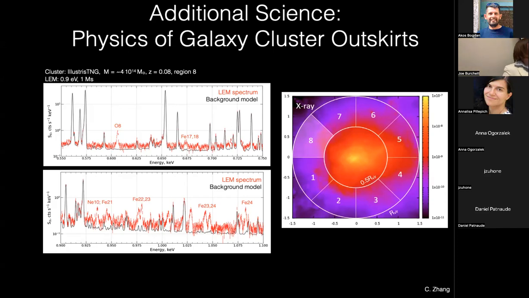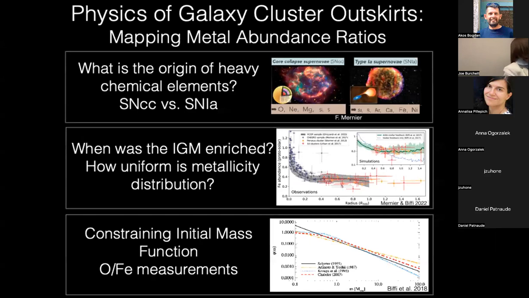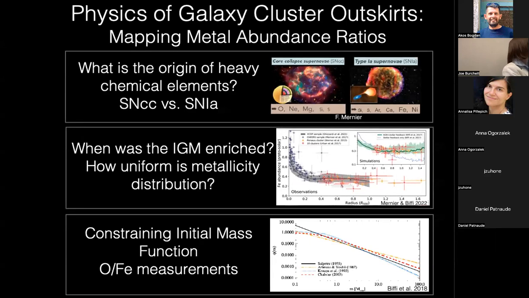The questions we want to address are related to abundances. We want to study what is the origin of heavy elements. We want to understand how the IGM was actually enriched. And we also want to constrain the initial mass function. Particularly, the measured ratio of oxygen to iron could provide quite powerful constraints. Not going to talk much about it, happy to answer questions.